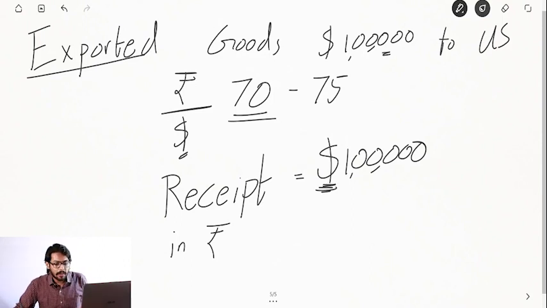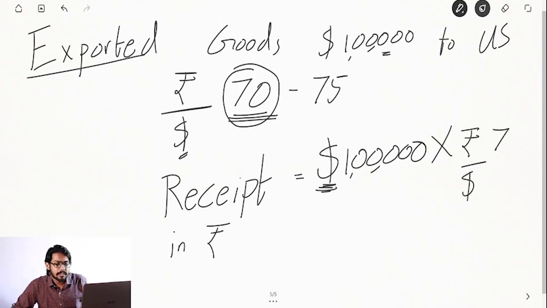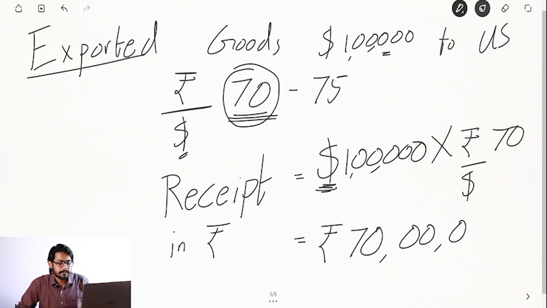So, $1 lakh into, you will go to the bank and sell $1 lakh to the banker. The banker will buy that $1 lakh from you at the banker's buying rate, the bid, at 70. Always remember, at the smaller of the two rates, into rupee per dollar 70. 1 lakh into rupee per dollar 70 is equal to rupees 70 lakh. Understood?